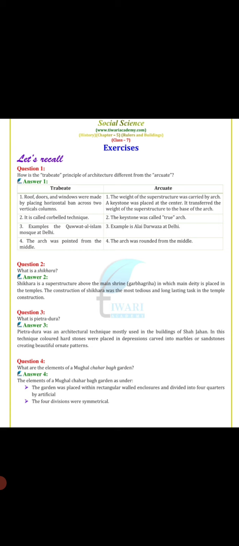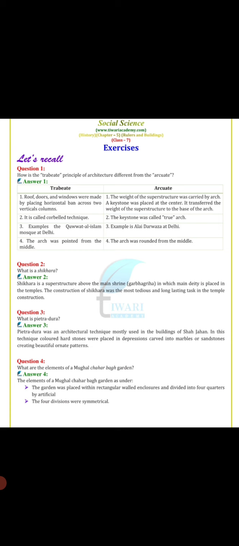Second one, it is called corbel technique. Arcuate में आता है the keystone was called true arch. Third example, the Quwwat-ul-Islam mosque at Delhi. Example is Alai Darwaza at Delhi. Fourth, the arch was pointed from the middle. Arcuate में the arch was rounded from the middle.